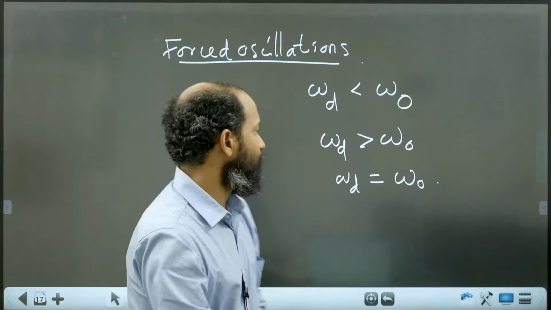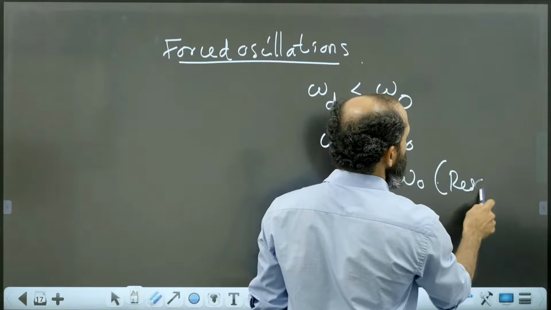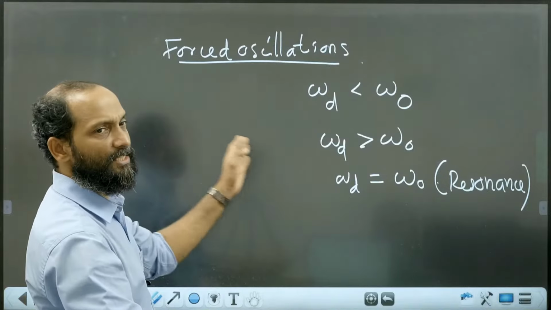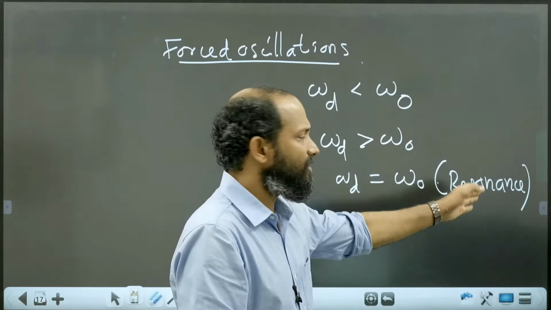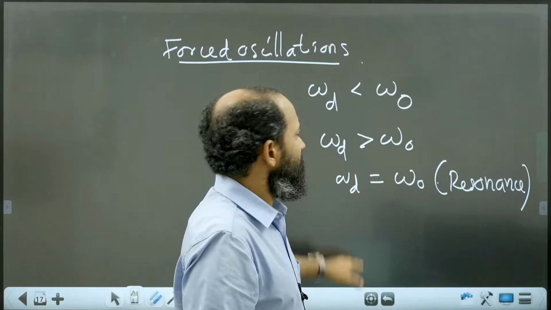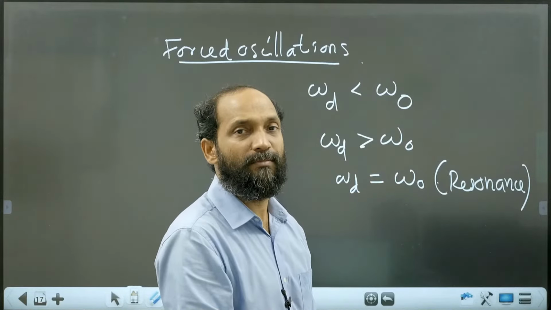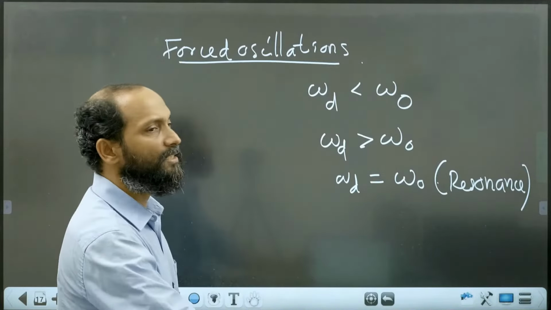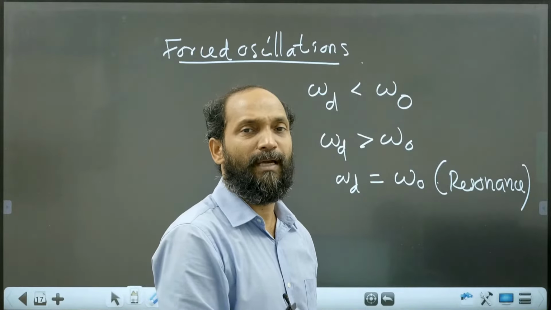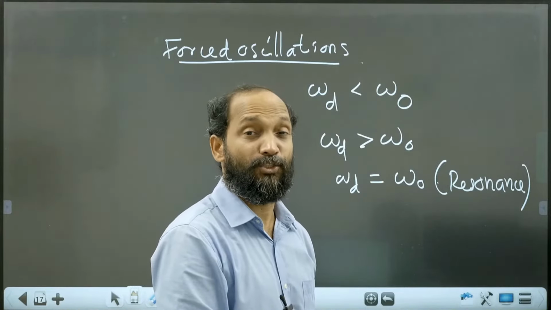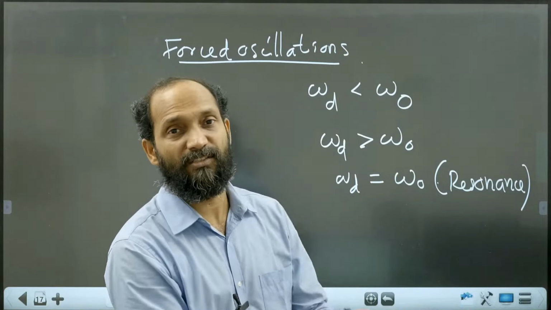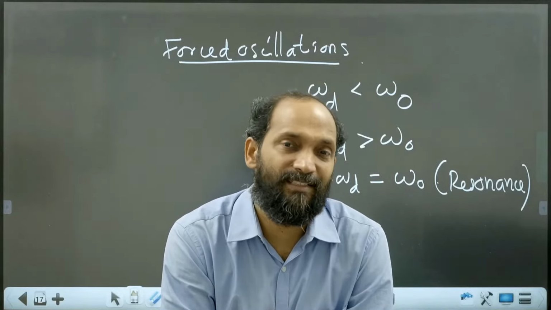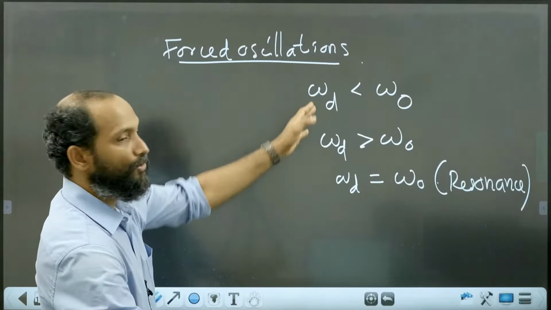This phenomenon is called resonance. So resonance is a very important topic to be covered here. Forced oscillations and resonance. Resonance is a special case where the natural frequency of the vibrating system is equal to the frequency of the applied external periodic force. Then the system vibrates with maximum amplitude and maximum energy; the system resonates vigorously. Okay. That is called forced oscillations and resonance.